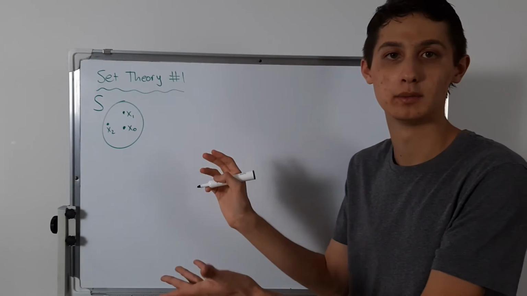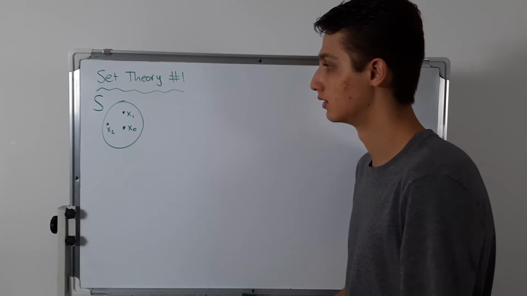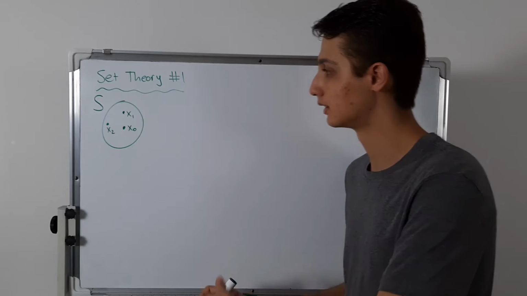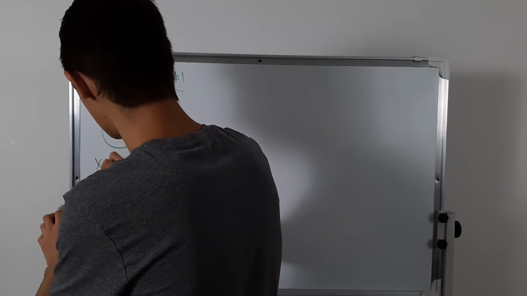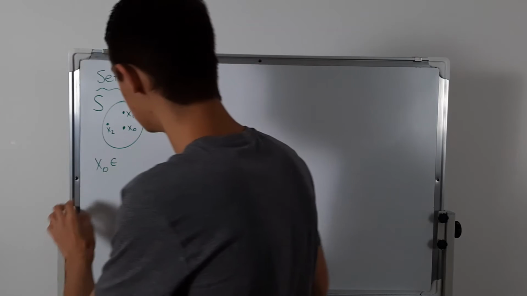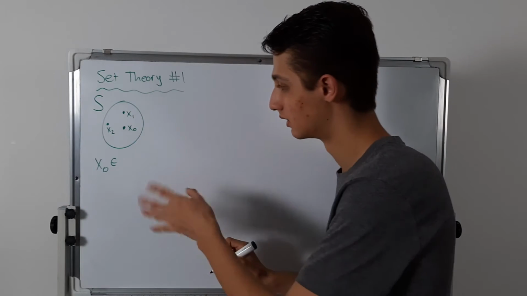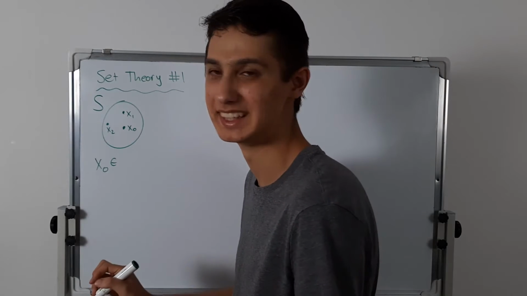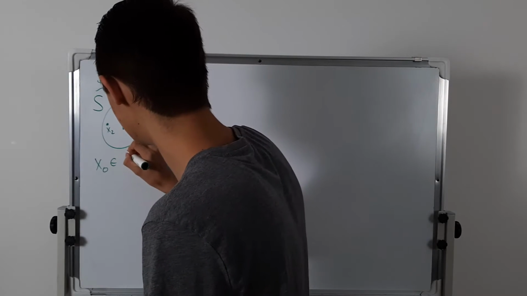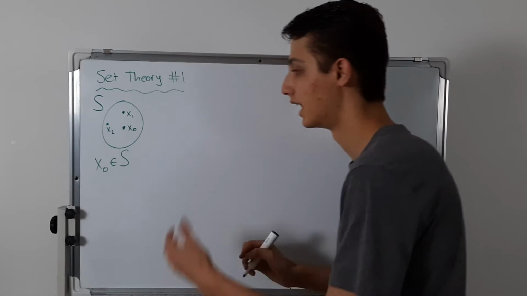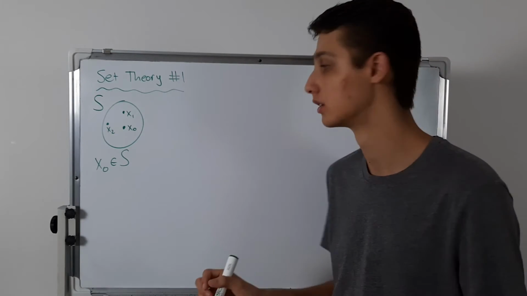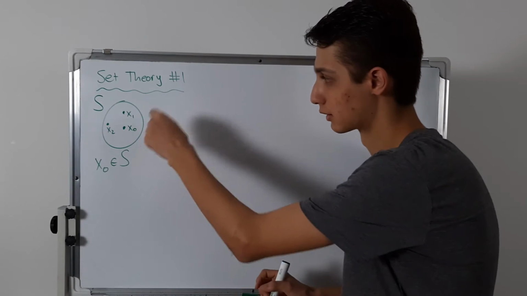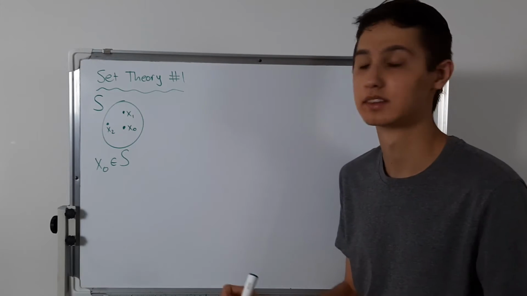So these are my three elements in the set, and the way we say that an element is in a set, basically we just say x0 is an element of S, which we denote with that little weird symbol there. It kind of looks like the euro sign, kind of looks like an E, I don't know. An element is just another word for member, so x0 is a member of S. Same thing with x1 and x2, they are members of S.